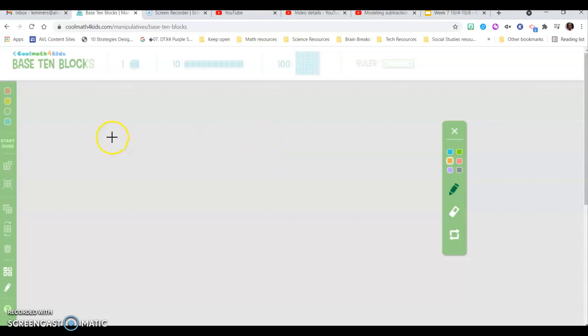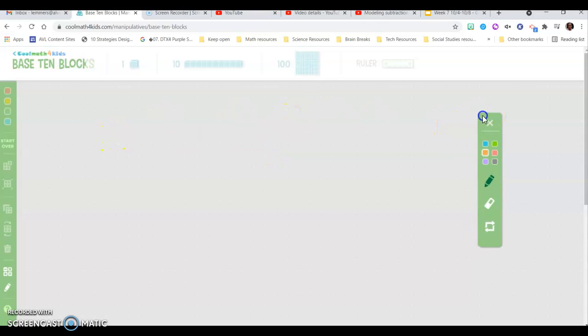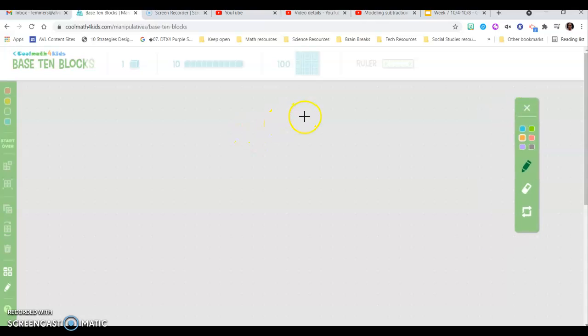So just wanted to model subtraction across larger numbers that may have zeros and lots of regrouping. So let's go with 340,921, and then we're going to subtract from that 12,815.